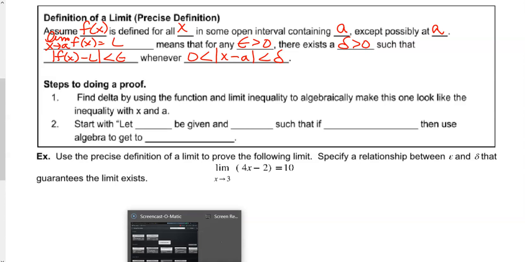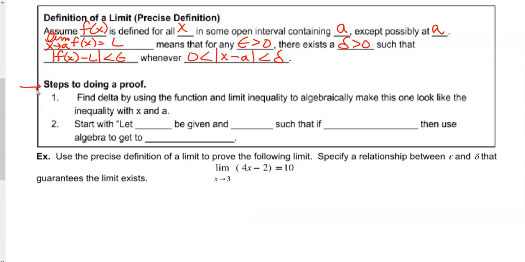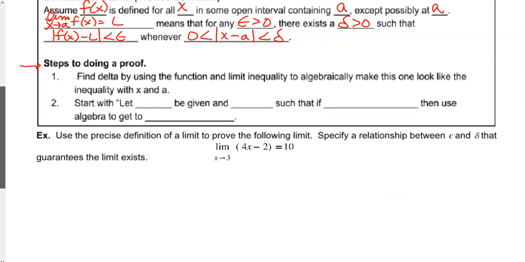And we're going to use that in order to prove that the limit exists. So this is a little bit more abstract than just some tangible stuff, but it's important for us to see that. So here are some steps in doing what we call a delta-epsilon proof. We want to find delta by using our function and our limit inequality to algebraically make this look like the inequality with x minus a. So basically, we're going to cheat here, okay? This is our cheat step.